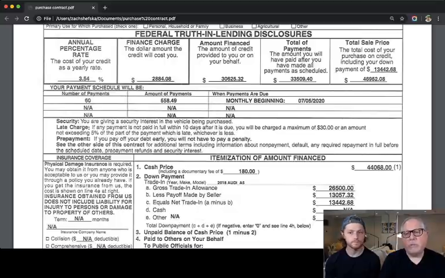So as you can see on the document, the itemization of amount financed, the cash price of the vehicle was $44,068. And that's down here.